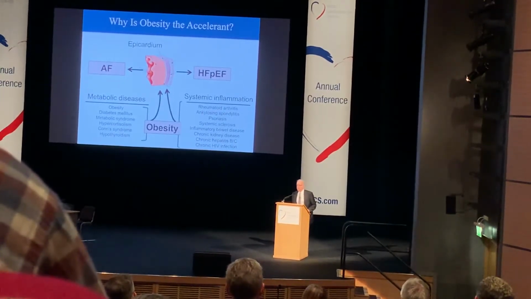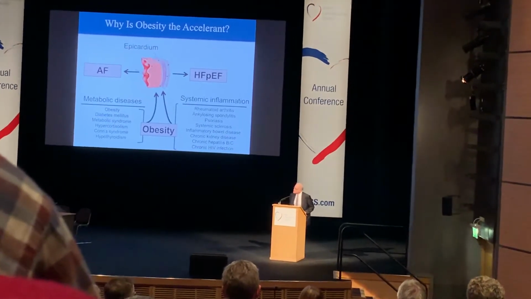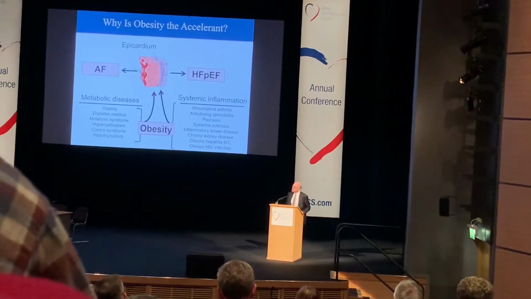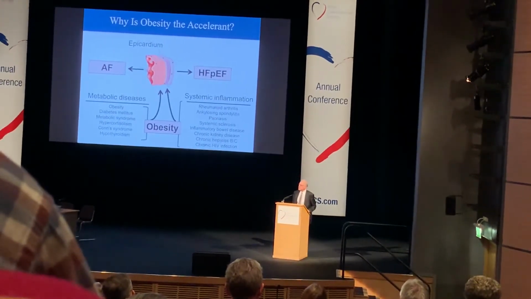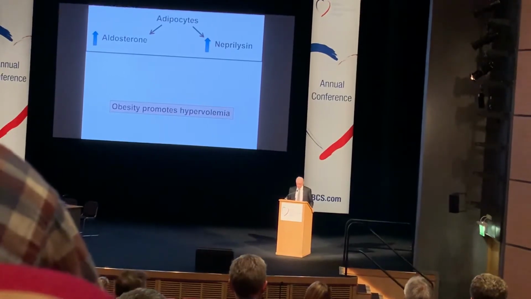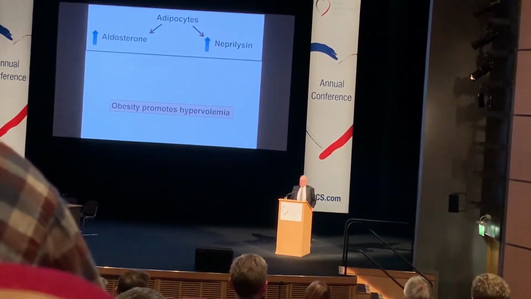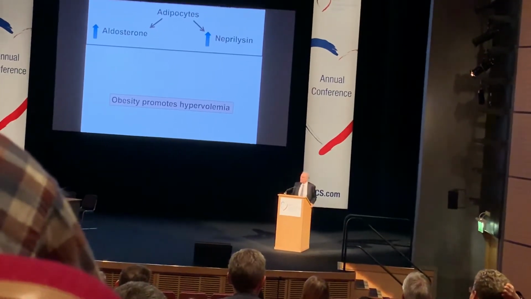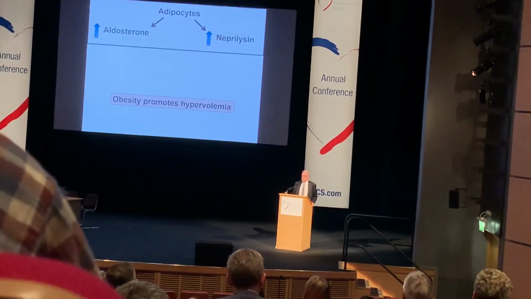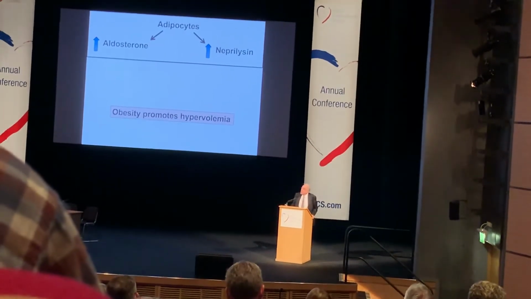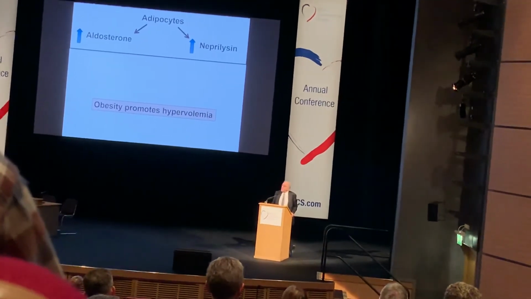So, what is really driving this? Why is obesity the accelerant? Why does the adipose tissue become inflamed and expand? Well, one possibility is that adipocytes are making something which is toxic. Now, adipocytes are incredible hormonal factors. And the more you have, the more they make.